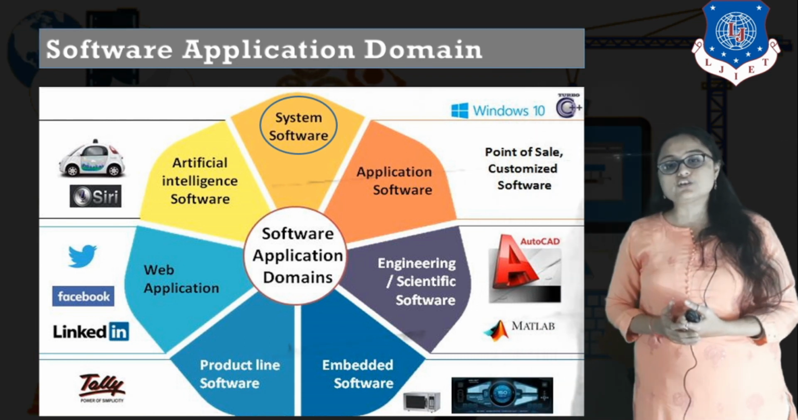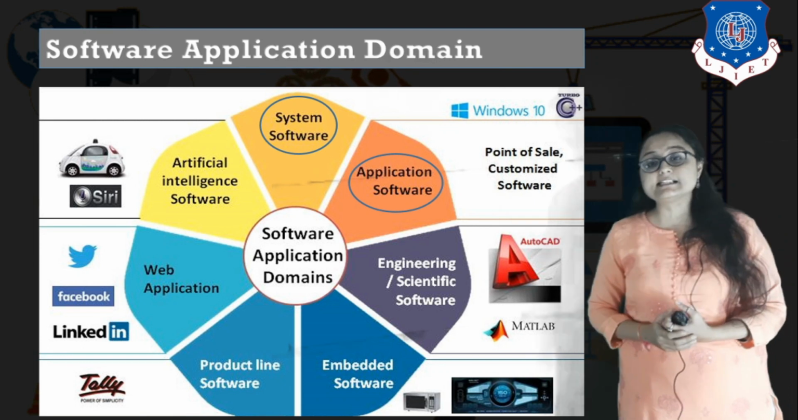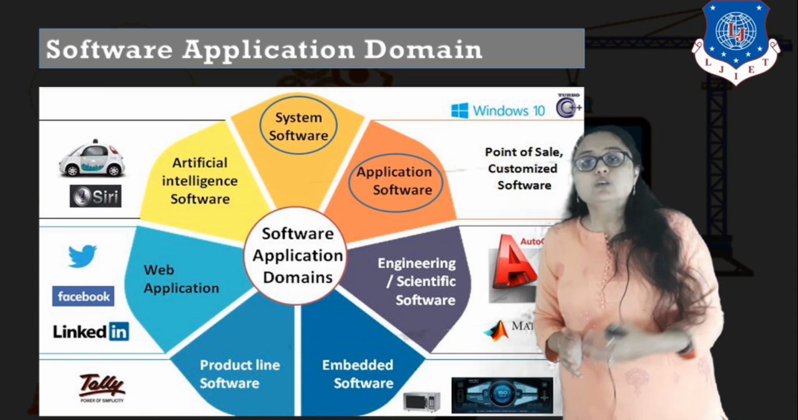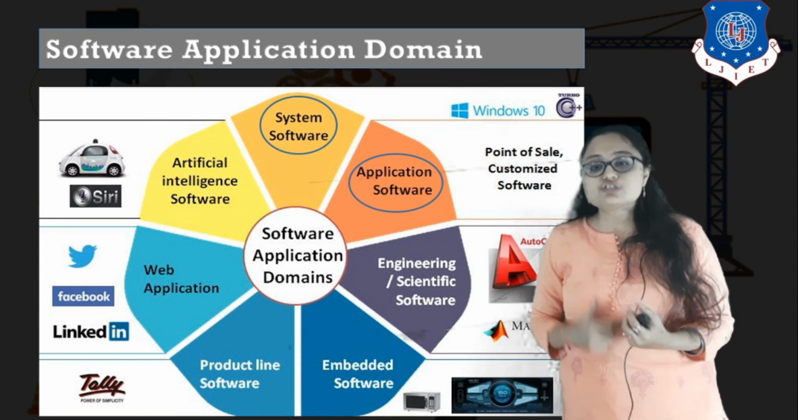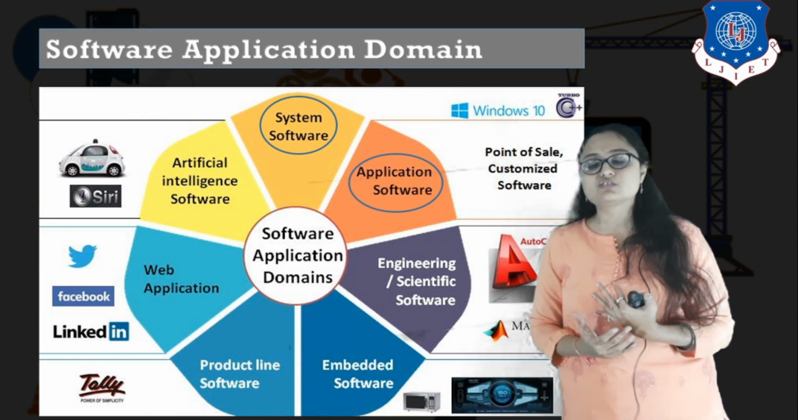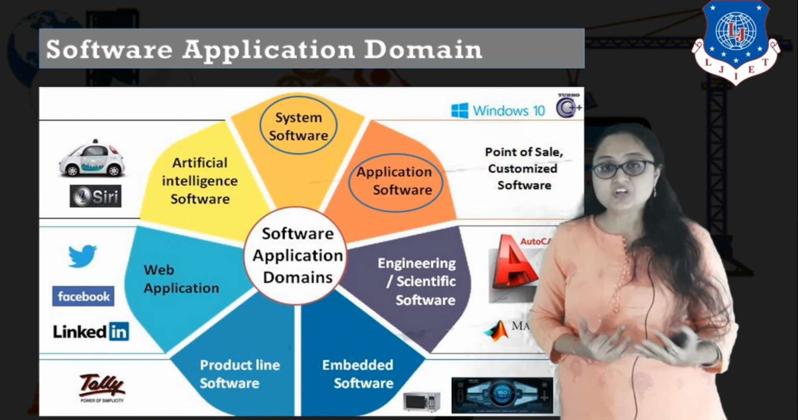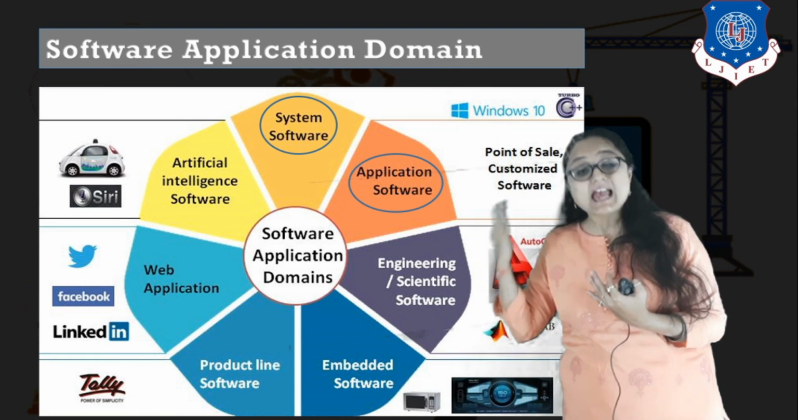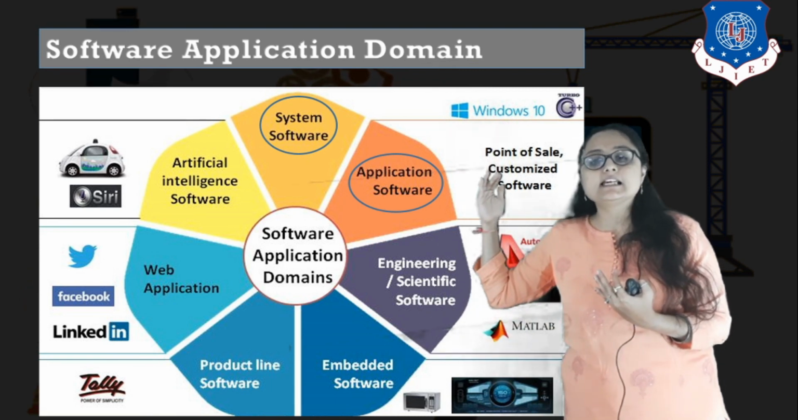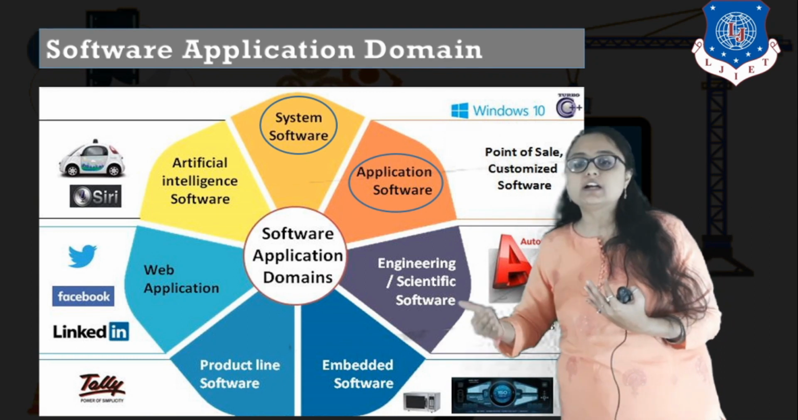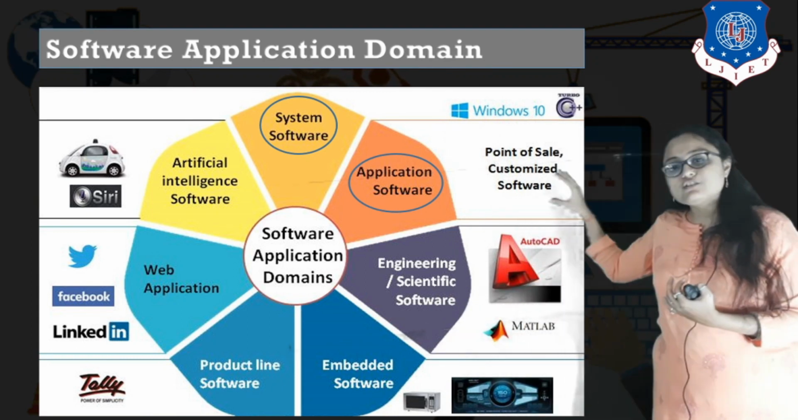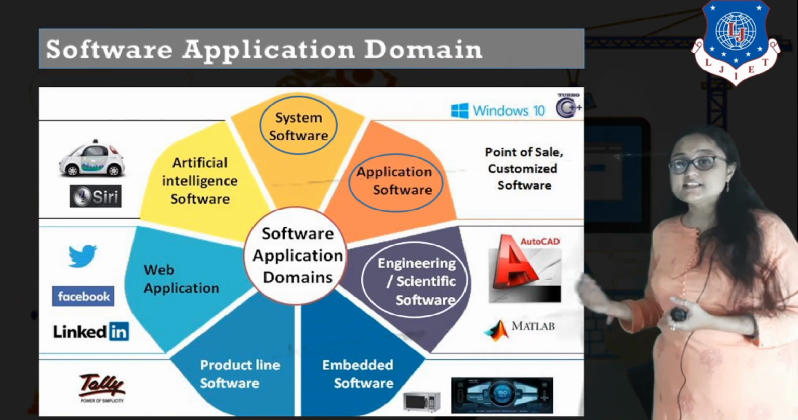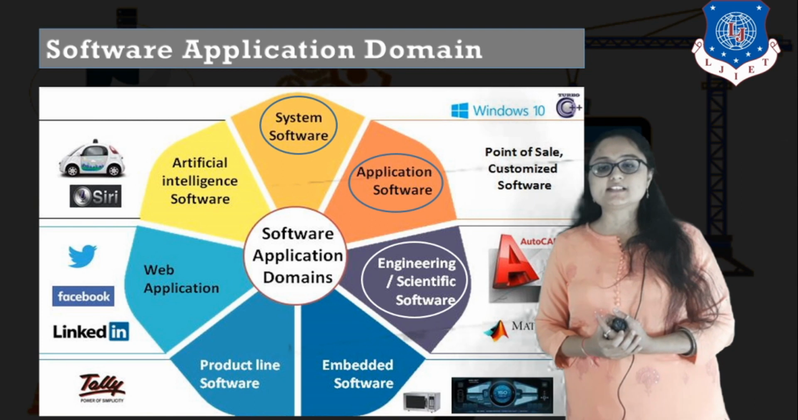The next type of software is application software. Now these are the real life software which have a business need, so they have a sort of point of sale. They have customized software functionalities, and there is a customer or client for which you are developing this software. Such software is known as application software. The next type of software is engineering or scientific software.